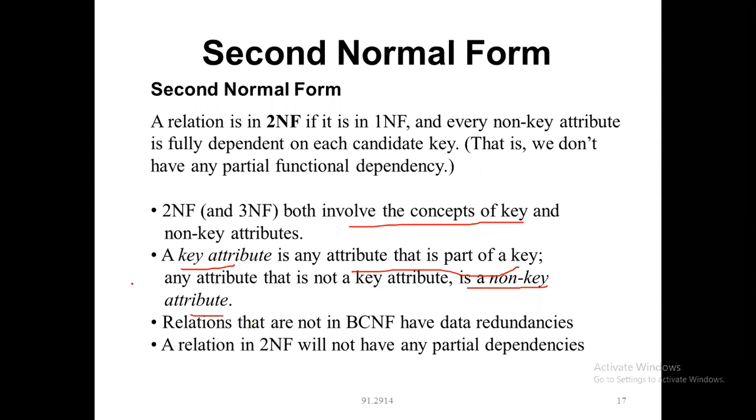Relations that are not BCNF have data redundancy. Redundancy is nothing but duplication, so we should see that there are no duplicates. The relation in second normal form will not have partial dependence. You have to remember this particular point. When I say second normal form, it is fully dependent, not partial dependency.